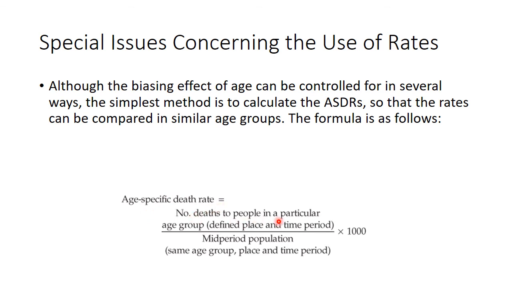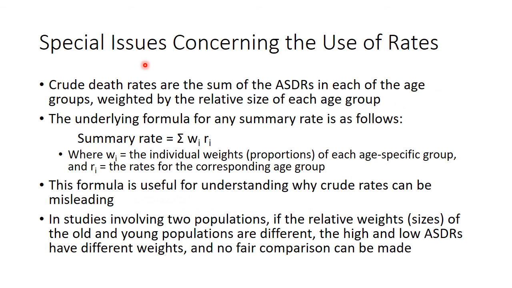Basically, we look at the formula as such, where our age-specific death rate, or ASDR, is equal to the number of deaths to people in a particular age group. So we're going to define that, usually, say, 70 to 80-year-olds over a year period or whatever, divided by that mid-period population. Again, very similar to what we saw with the rate calculations before, and say maybe multiply by 1,000. You could do 10,000, you could do 100, but usually 1,000 is probably the most common.